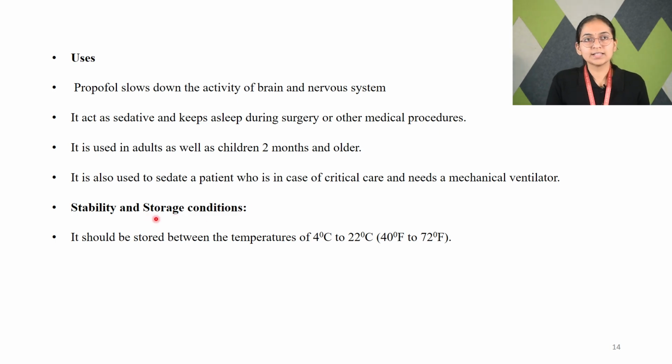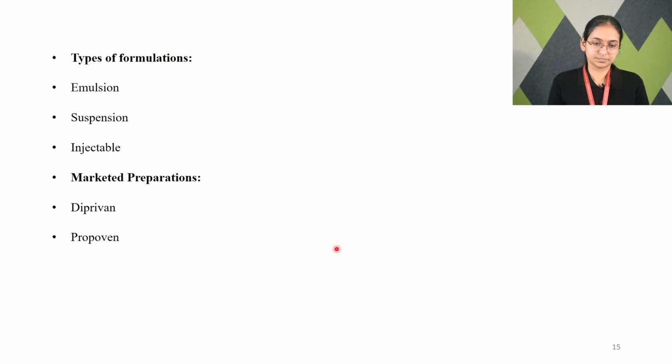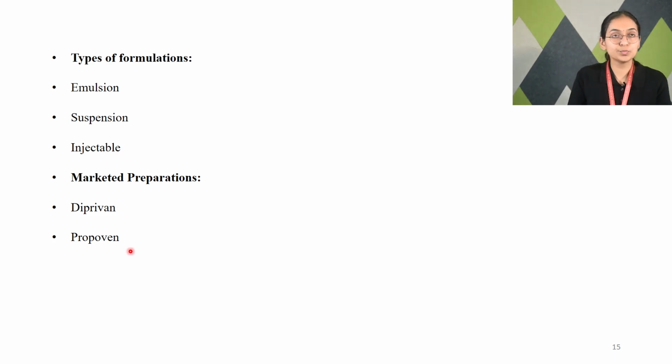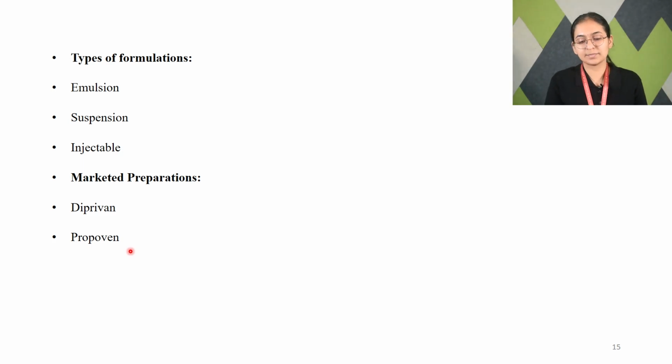Next is stability and the storage. It should be stored at a temperature between 4 degrees Celsius and 22 degrees Celsius. Next part is the types of formulations. It is available in the emulsion form, suspension form and the injectable forms. The marketed preparations are the Diprivan and the Propovan. These are the two brand names by which propofol is available in the market.